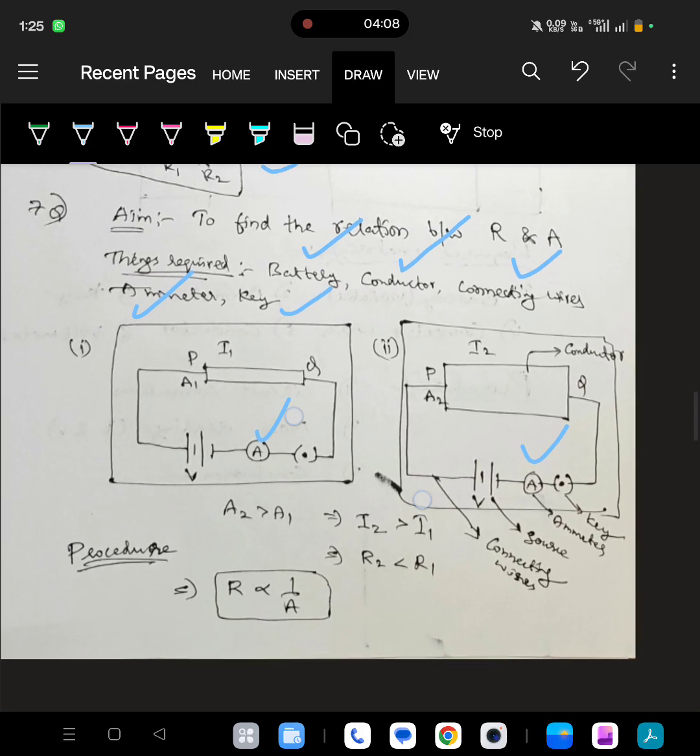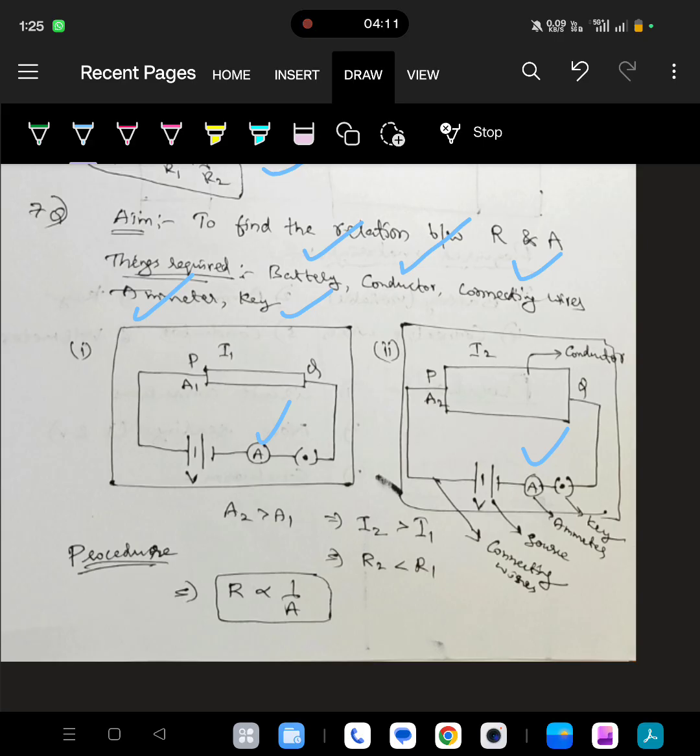What I have to mention is the circuital arrangement first. First we will explain how the circuit is built. Next we will explain how current and area of cross section are related. From that, another statement we will take and mention the current and resistance relationship. Here in the procedure, first point I will write the circuital arrangement. I have connected a conductor in series with the voltage source, ammeter, switch.